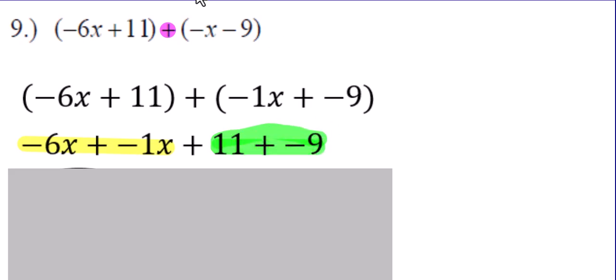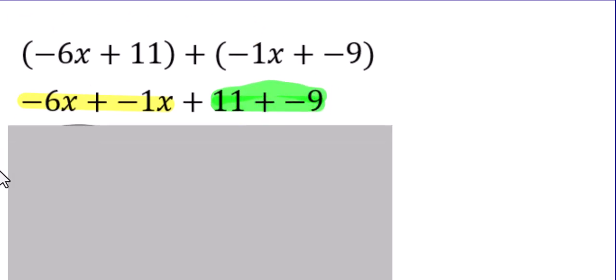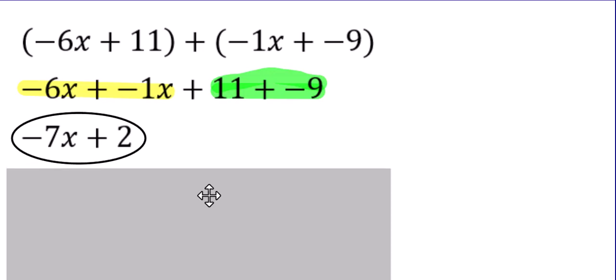So negative 6x plus negative 1x will get us negative 7x. And then 11 plus negative 9 is going to get us 2. So again, the negative 6 plus negative 1 gives us negative 7. 11 plus negative 9 is 2.